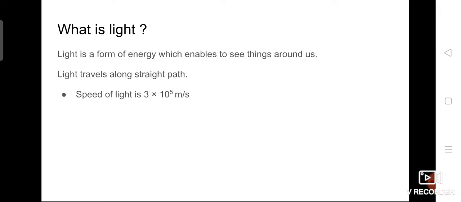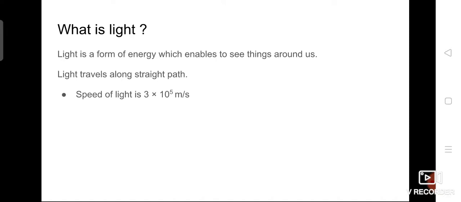So let us see what exactly light is first of all. In the first video I mentioned that light behaves as to see. It's a very general statement, isn't it? So what is exactly light? Light is a form of energy which enables us to see things around us. It is one of the energies, light energy, like solar energy, right? And light travels along a straight path. So if you talk about how light travels, it always travels along a straight path.